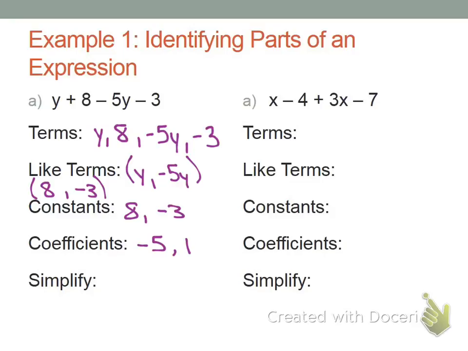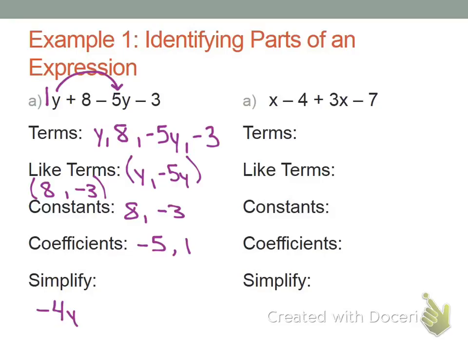That is a coefficient. All right, now that I've identified the parts, I'm going to combine my like terms. Guys, it's important here that you pay attention to the sign in front of the term. We just said that there's an understood 1 in front of the y. So what is 1y minus 5y? What's 1 minus 5? Negative 4y. Very good. So when I simplify, it's negative 4y.